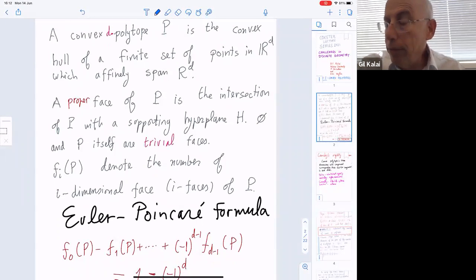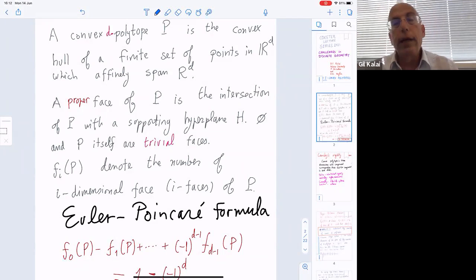Let me start with the definition. A convex d-dimensional polytope is the convex hull of a finite set of points in R^d, which affinely span R^d. And polytopes have a face structure. A proper face of P is the intersection of P with a supporting hyperplane H. A convex polytope has only finitely many faces, which form a partially ordered set. Those are called the proper faces.